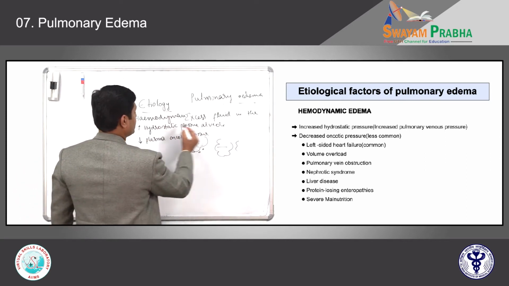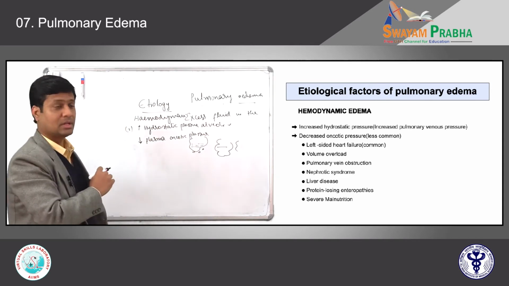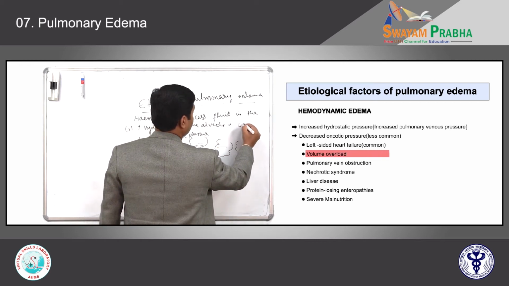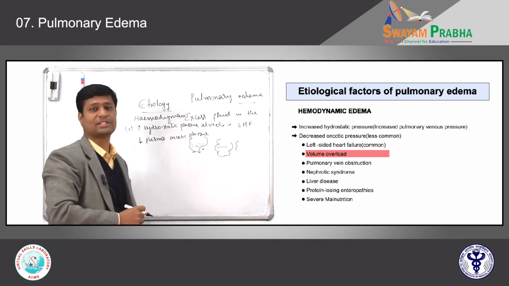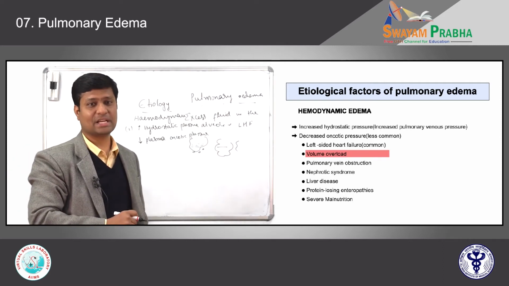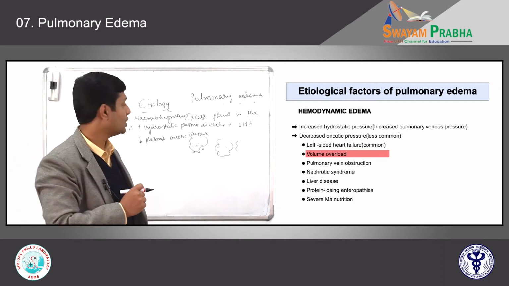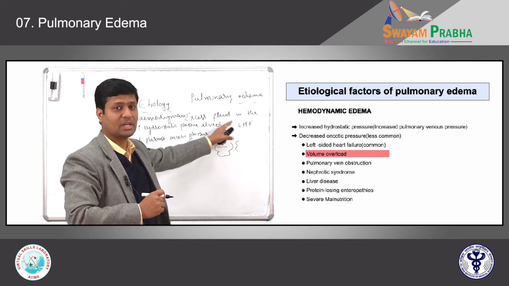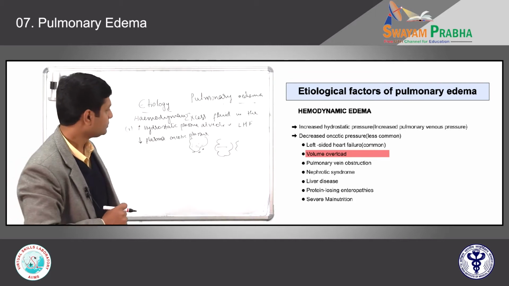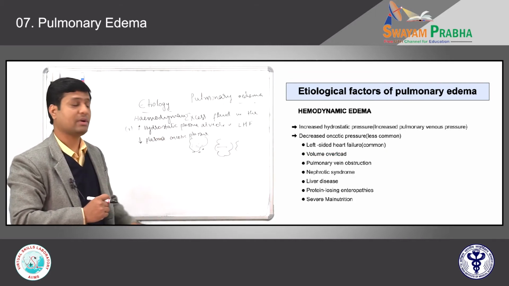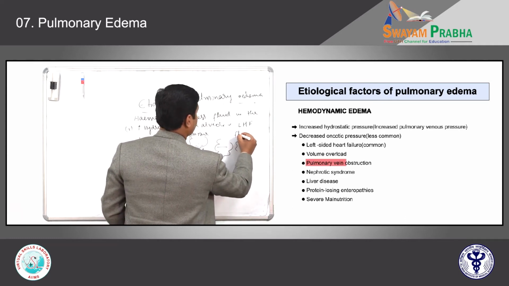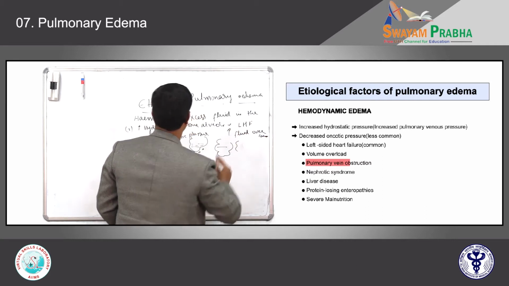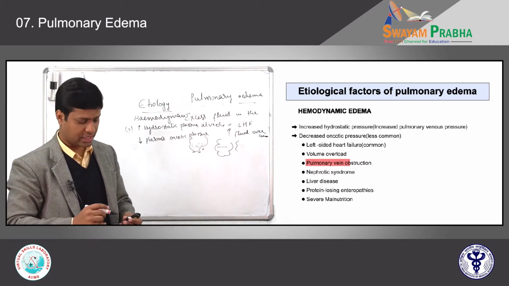The most prominent cause of pulmonary edema due to increased hydrostatic pressure is left-sided heart failure, for example due to mitral stenosis. In developing countries like India, the most common cause of mitral stenosis is rheumatic heart disease. I am going to talk about the exact pathophysiology of this in my next few slides. Any condition with excess fluid overload also causes increased hydrostatic pressure.